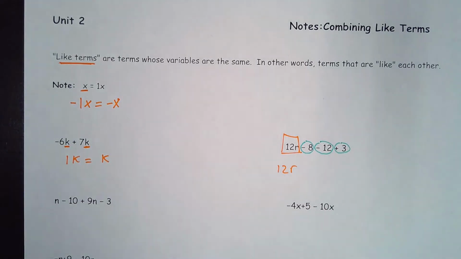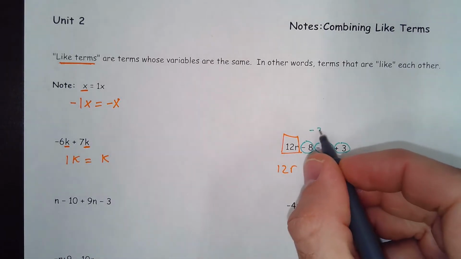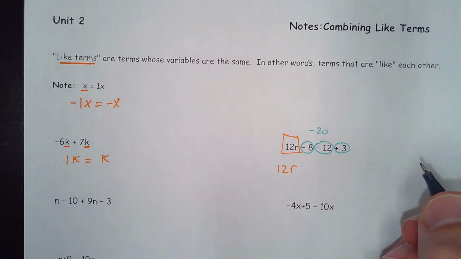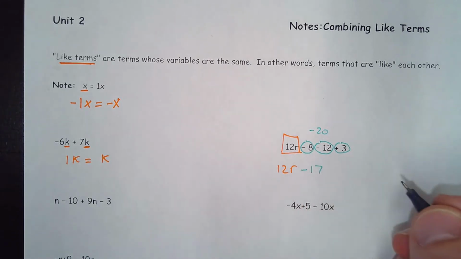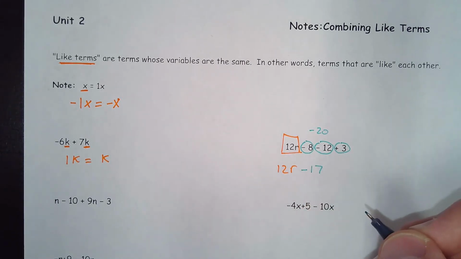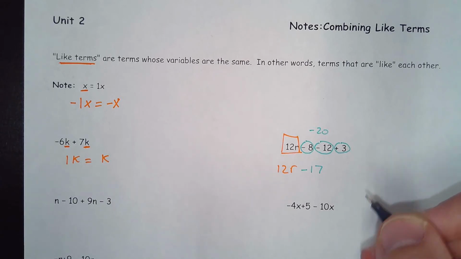Those are all like terms. I can combine those 3. None of them have variables. It's just like you used to do math when you first learned to add and subtract. Forget about the variables. So this will become negative 20, and then plus 3 becomes negative 17. So here's your simplified form: 12R minus 17.